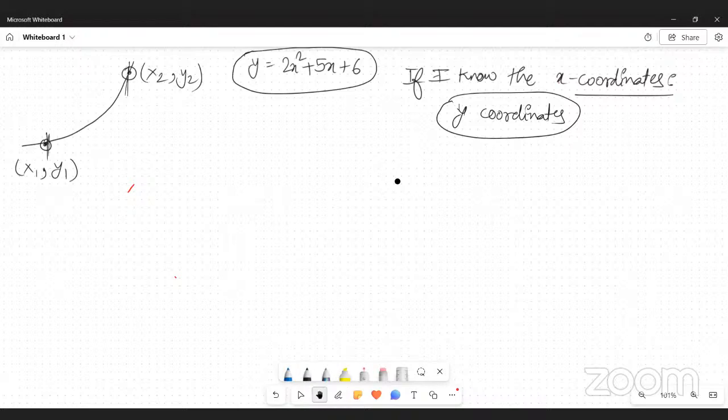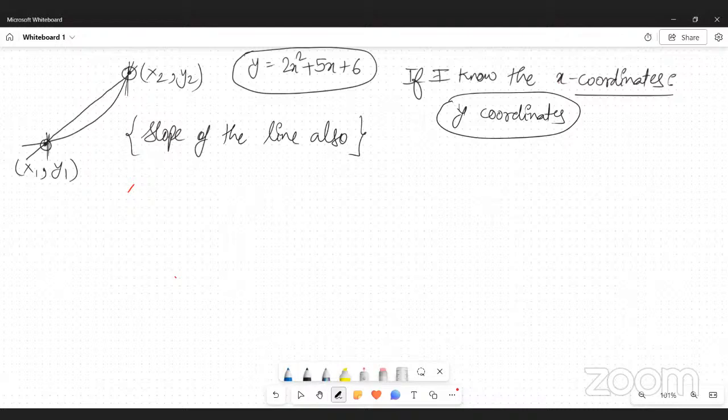So I have 2 points on this curve. If I have 2 points on this curve, do I have the line joining these 2 points? I have the tan of its value also, the slope of the line also. Do you guys agree? See, I have x1 and x2 already. I have chosen it to be my favorite value. Tell me any value.